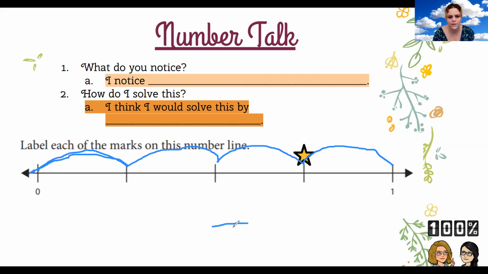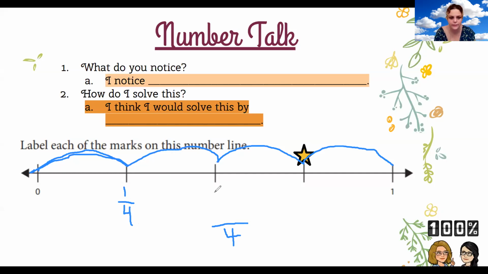So right now, I figured out my denominator must be 4 because my whole has been partitioned into 4 parts. But now I have to label each of the marks on this number line. So if this is out of 4, from 0 to 1, this is going to be our first part. Imagine this is a big chocolate bar, right? This is 1/4 of the chocolate bar.